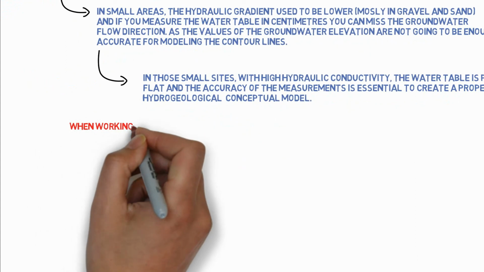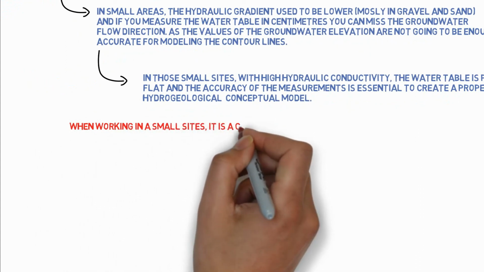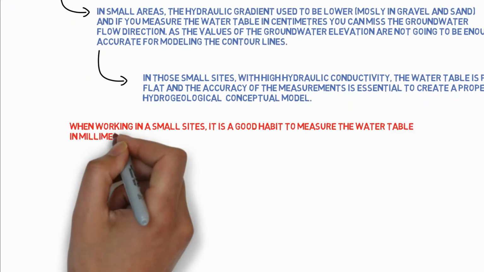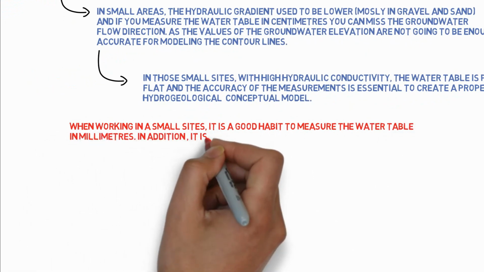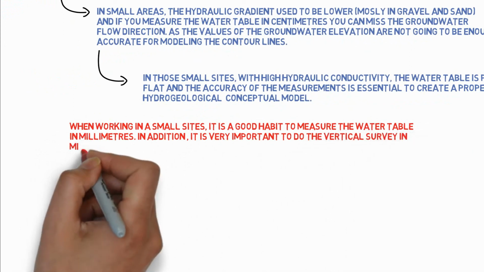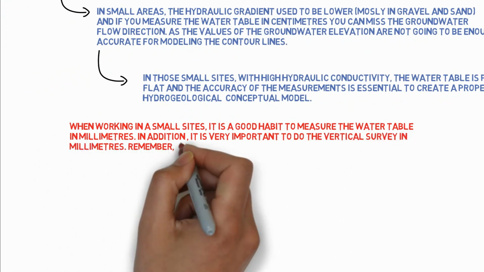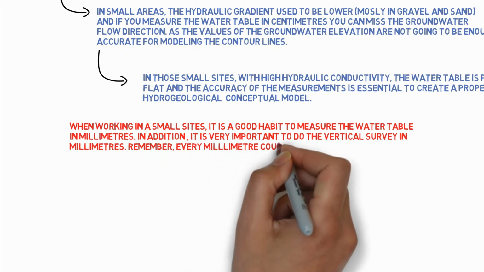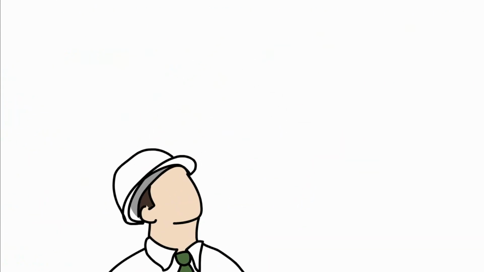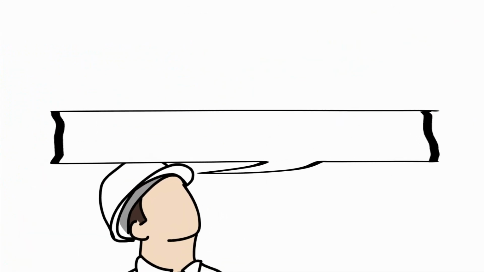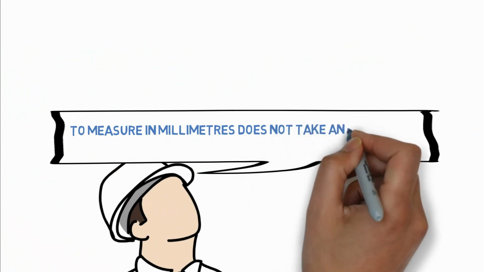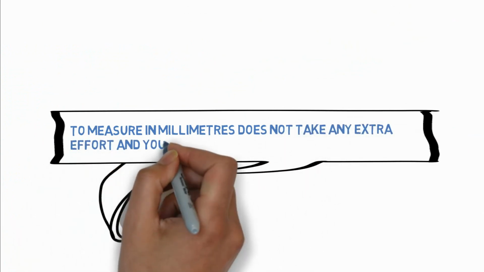When working in a small site, it is a good habit to measure the water table in millimeters. In addition, it is very important to do the vertical survey in millimeters. Remember, every millimeter counts. Measuring in millimeters does not take any extra effort, and you will have the guarantee of a good job.